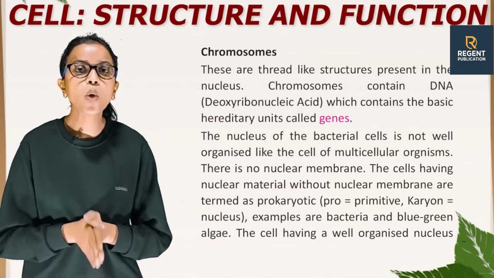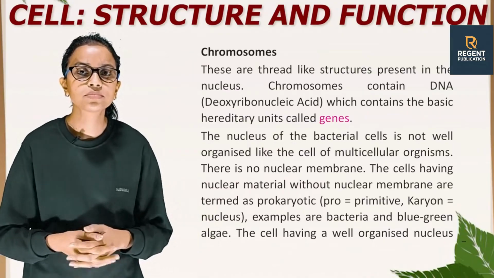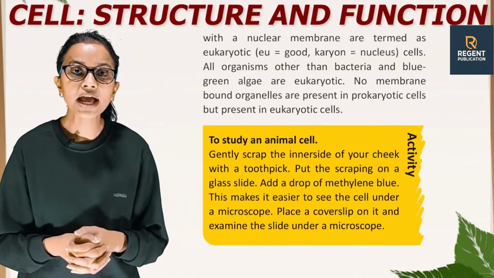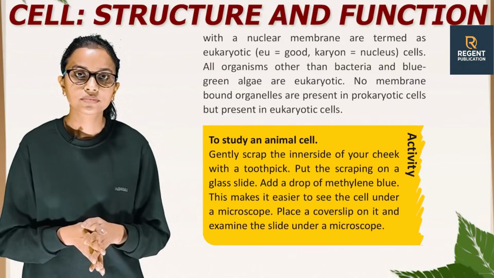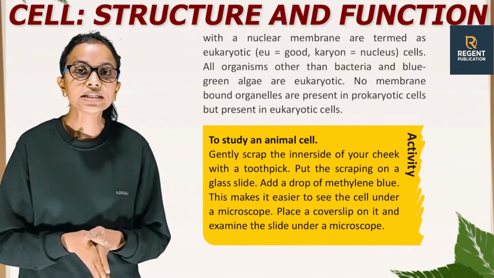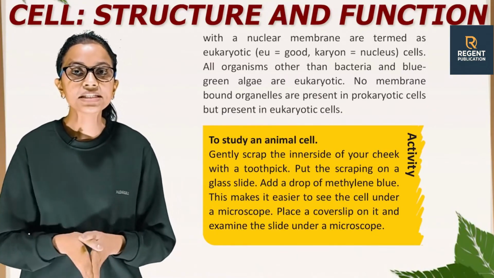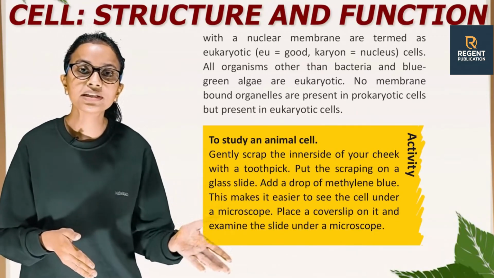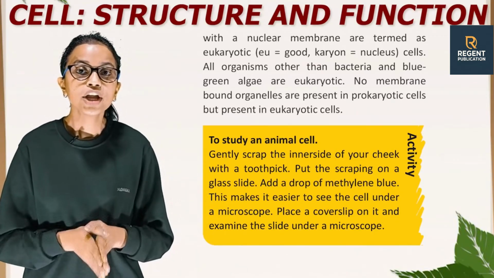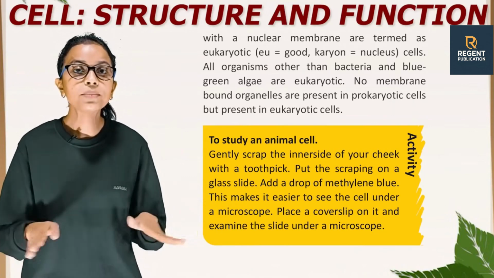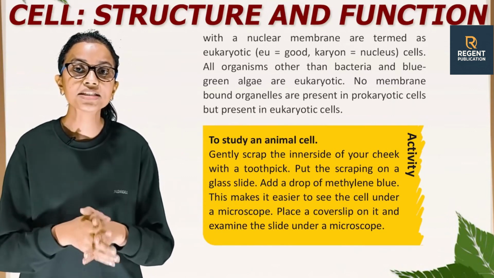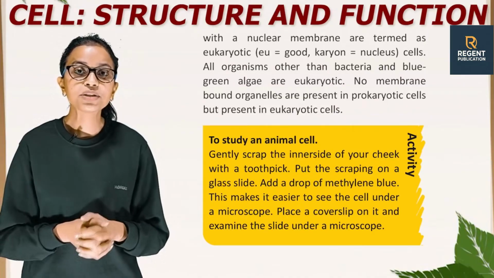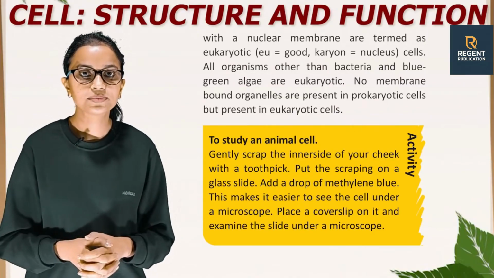The cells having a well-organized nucleus with a nuclear membrane are termed as eukaryotic, in which Eu means good, karyon means nucleus. All organisms other than bacteria and blue-green algae are eukaryotic. No membrane-bound organelles are present in prokaryotic cells but they are present in eukaryotic cells.